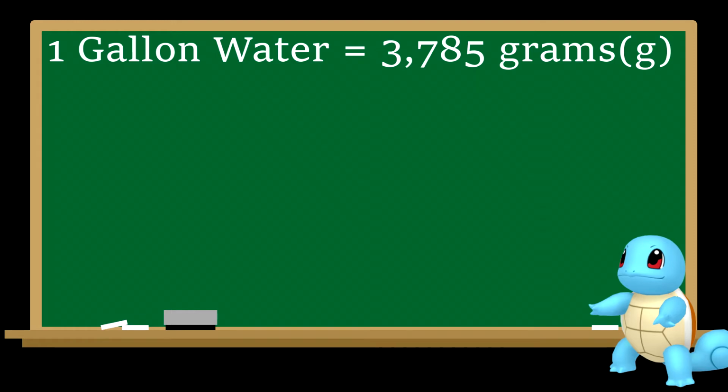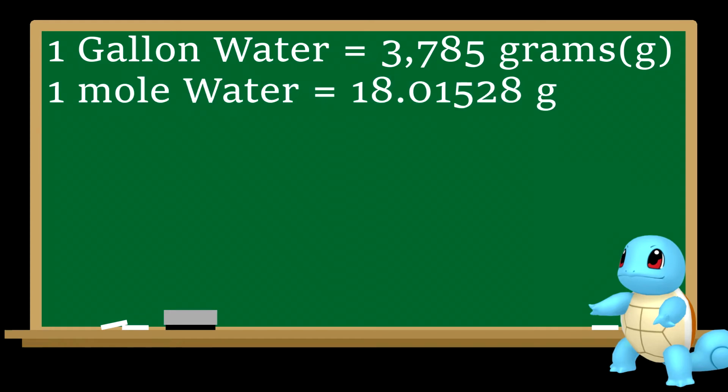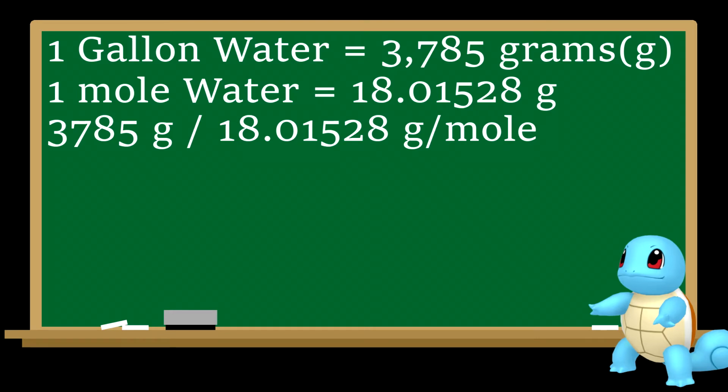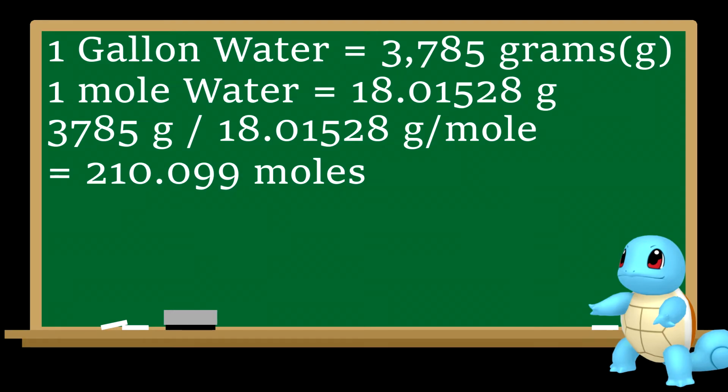1 mole of water has a mass of 18.01528 grams, which is way less than we need. To find the number of moles that we need, we divide that 3,785 by that 18 and some change, and we get 210.099 moles. I know this is really technical, but stay with me here.